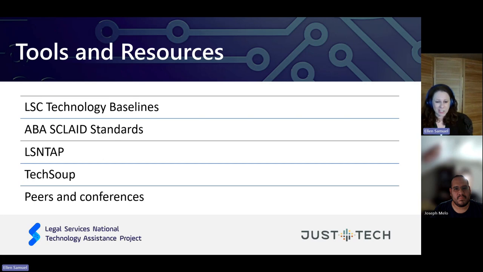Some tools and resources that we mention in the toolkit: the LSC technology baselines. The technology baselines were updated in 2023, and this is a comprehensive guide for evaluating your organization's current technology infrastructure against established benchmarks. This is a great place to start to review your technology. Also the ABA's GLADE standards. This is the ABA's Standing Committee on Legal Aid and Indigent Defense, which includes guidelines for technology and legal aid, focusing on client service efficiency, data security, and ethical considerations.